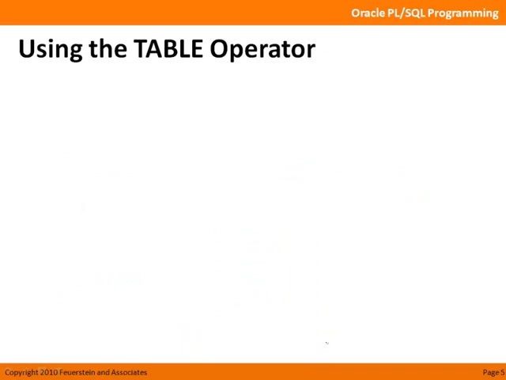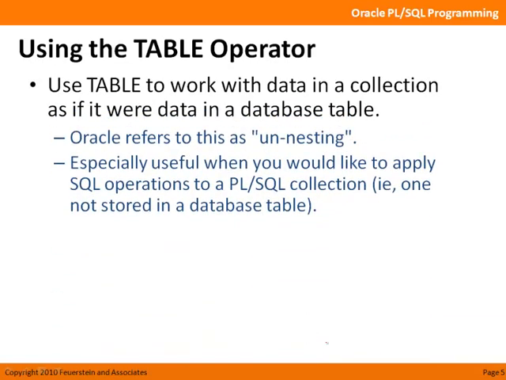Let's take a look first at using the table operator. We'll use table to work with data in a collection as if it were data in a database table. Oracle refers to this process as unnesting. You've got a nested table, and the idea behind the nested table name is that you can nest it inside a table as a column type. And so if you unnest it, you're taking it out of that column structure and you're moving it into a format that can be used inside an SQL statement.